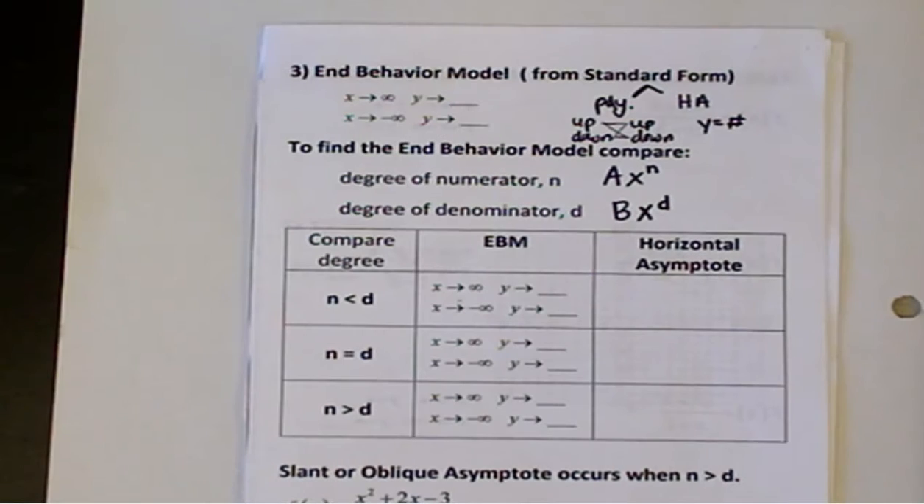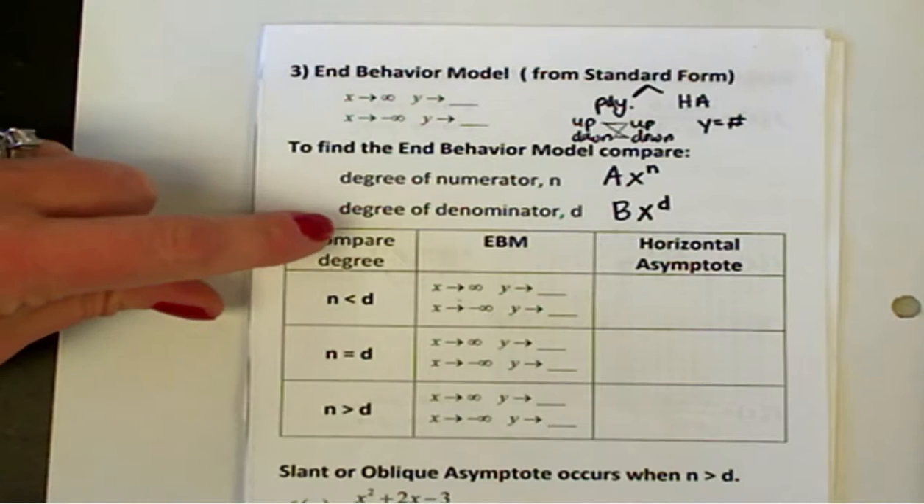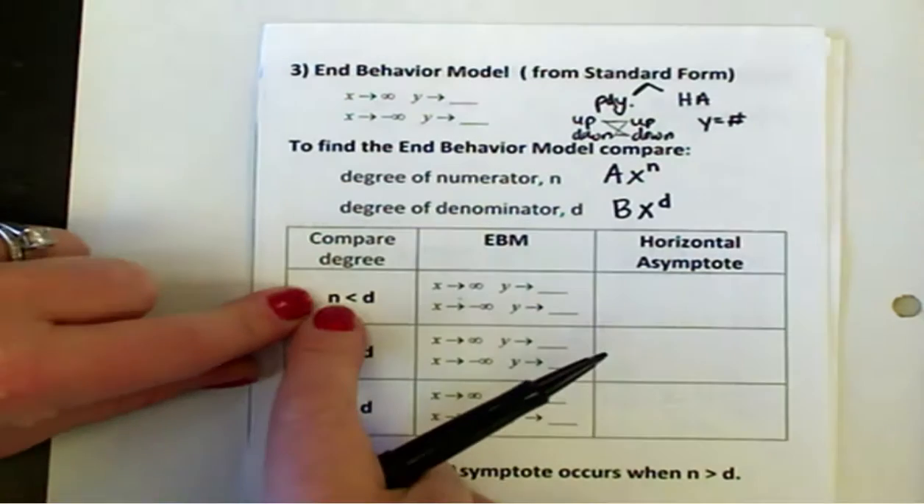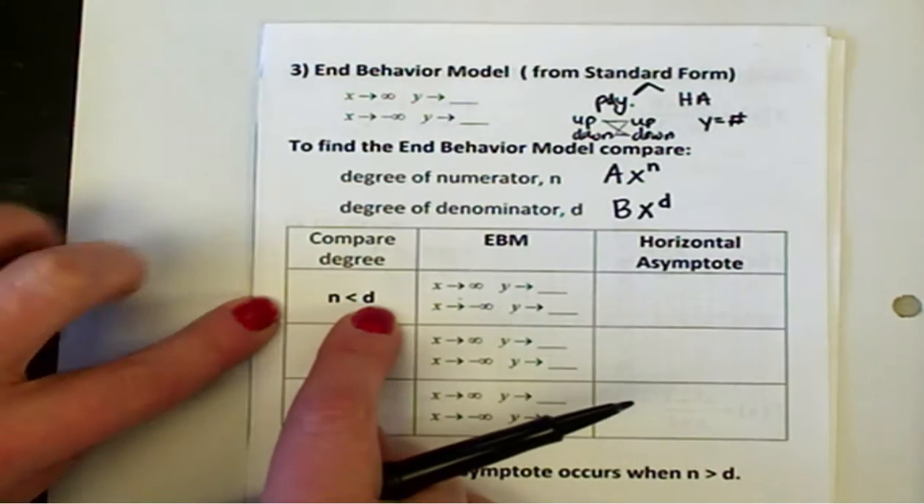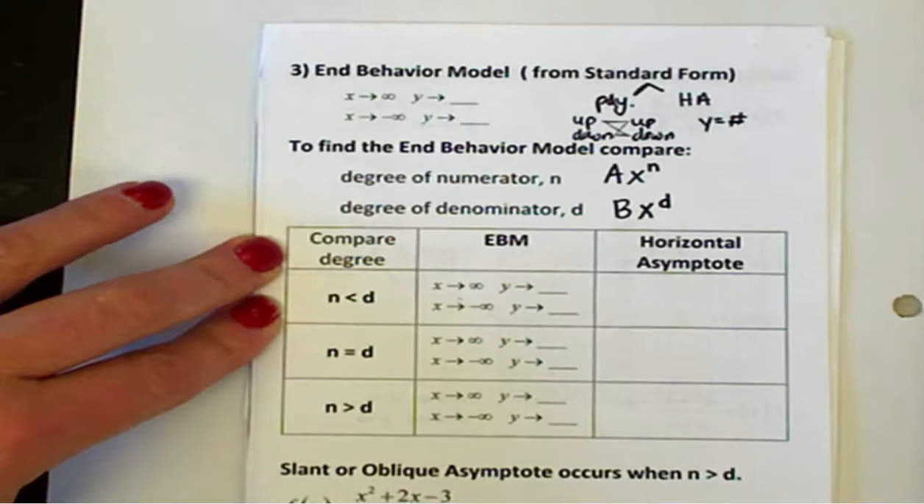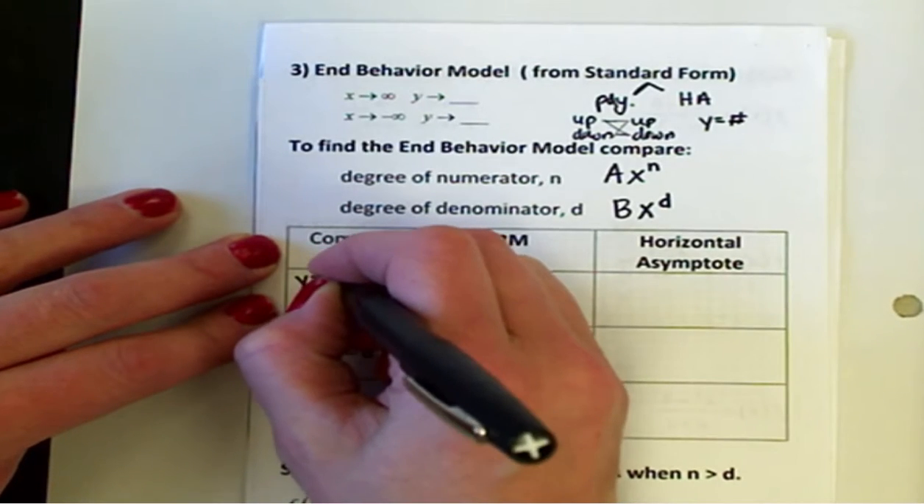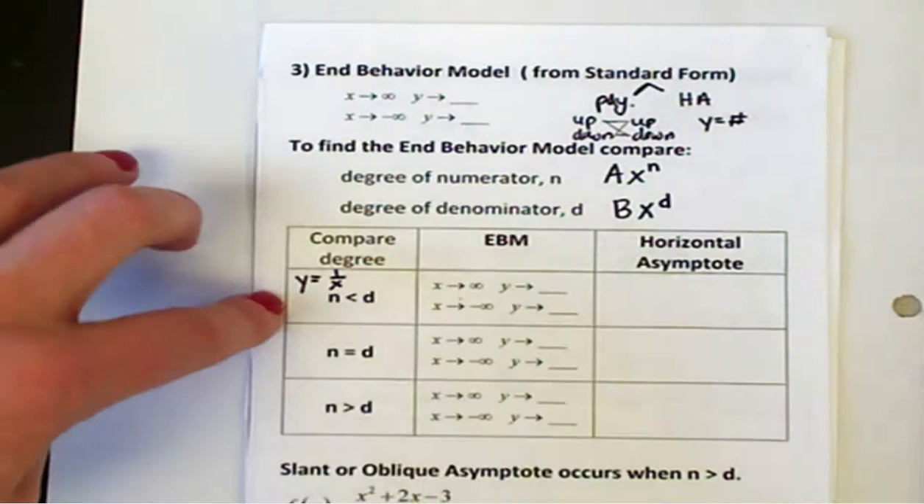Because when you look at end behavior of polynomials, you look at the leading term, positive, negative, and the degree. That's all you look at. Well, that's all we're going to look at this time, except because I have a numerator and denominator, we have to look at both of them and compare them. So when the numerator degree is less than the denominator degree, I'm going to give you an example of that. Y equals 1 over x.